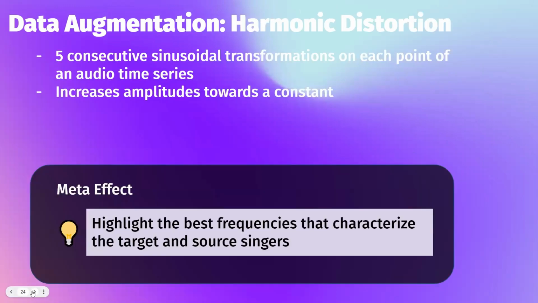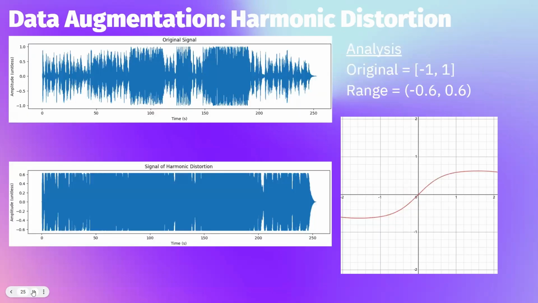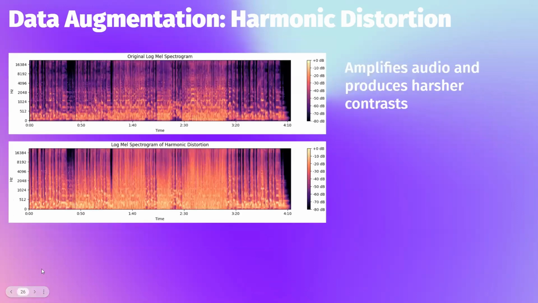We also have harmonic distortion, which is just 5 consecutive sinusoidal transformations. Here, the original is clipped from -1 to 1, but we see that when we apply harmonic distortion, the range is changed, and most of the peaks converge at -0.6 or 0.6. Here's the spectrogram. We see that there's a lot harsher contrast between the light and the dark, so that suggests that there's not a lot of in-between volumes, and we see that there's a lot of streaking as opposed to the broken up segments in the original sample.